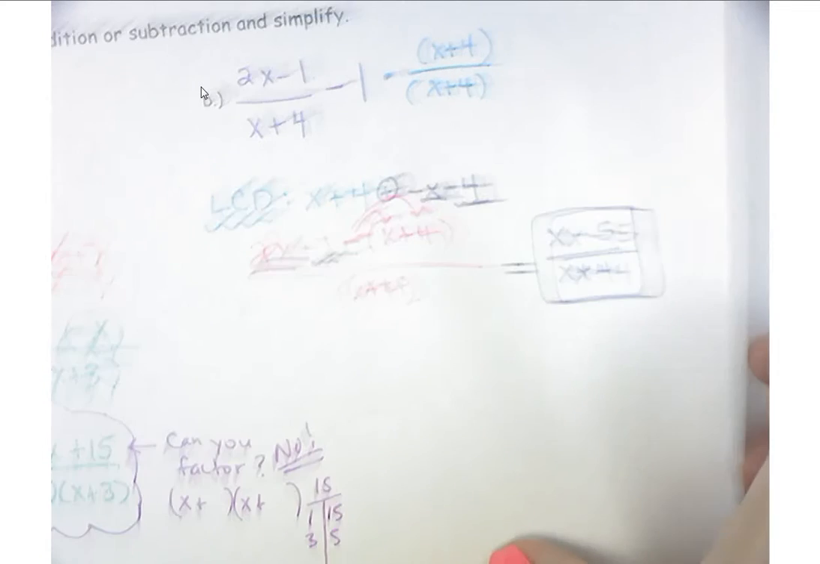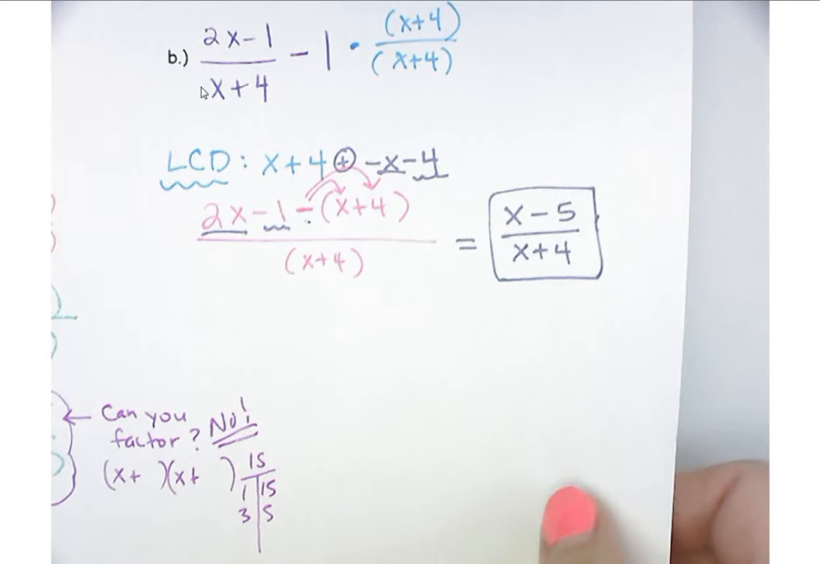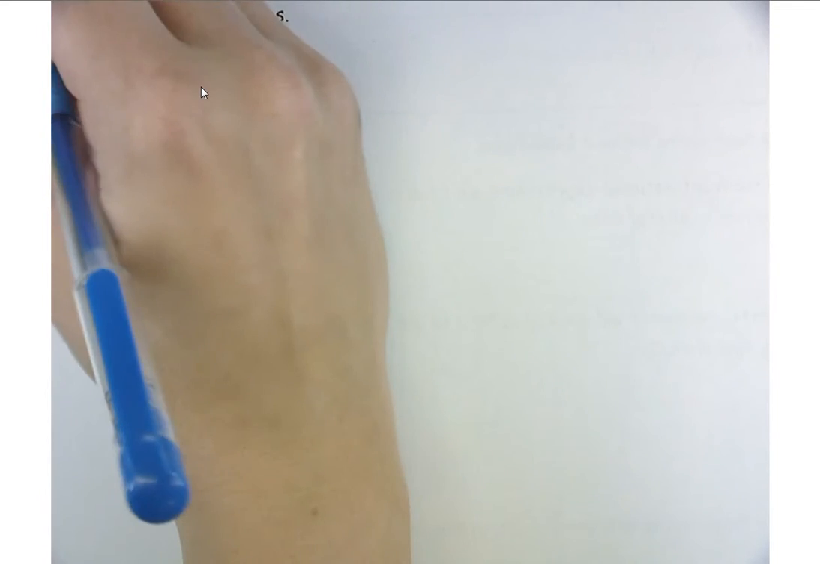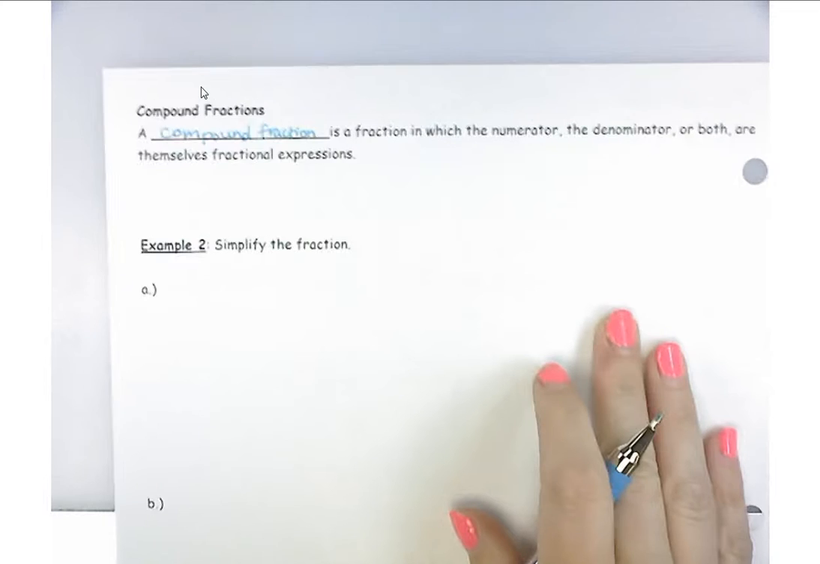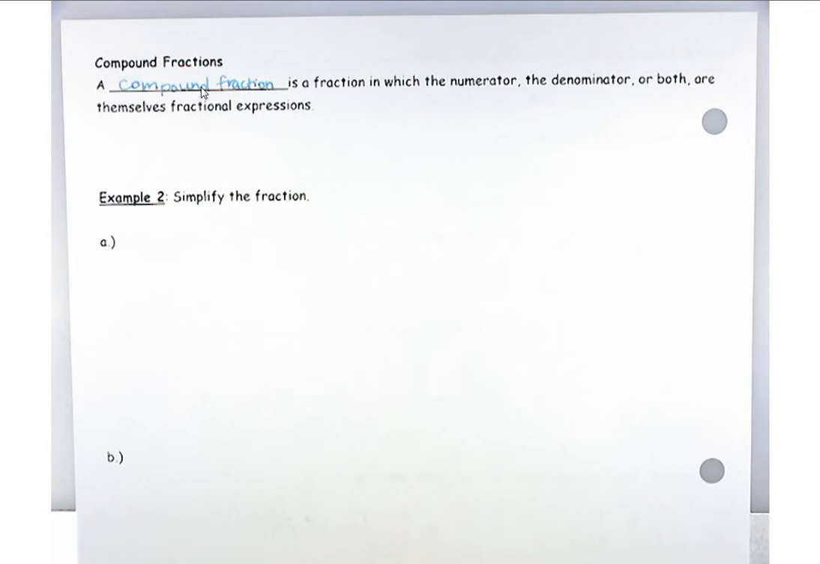Okay, any questions for me so far? All right, let's get into some fun things. Compound fractions. So a compound fraction is a fraction in which the numerator, denominator, or both are themselves fractional expressions. So basically it means you have a fraction within a fraction, sometimes within another fraction.